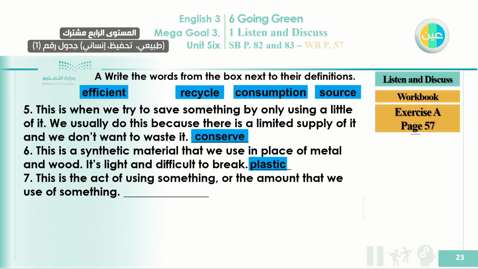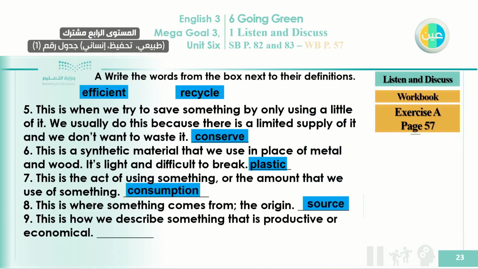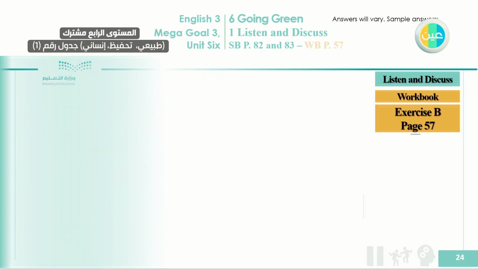Number 7, this is the act of using something or the amount that we use of something, which is consumption. While number 8 is where something comes from, the origin, which is source. And number 9, this is how we describe something that is productive or economical, which is efficient. And of course, we have 10, which is the last one. This is when we make something new out of old material, which is recycle.